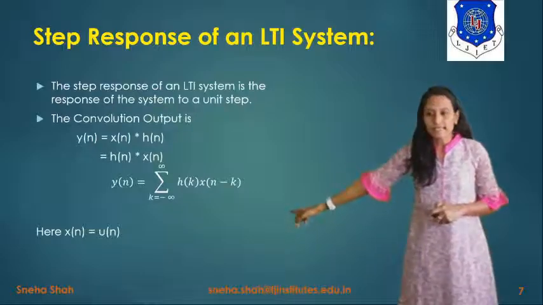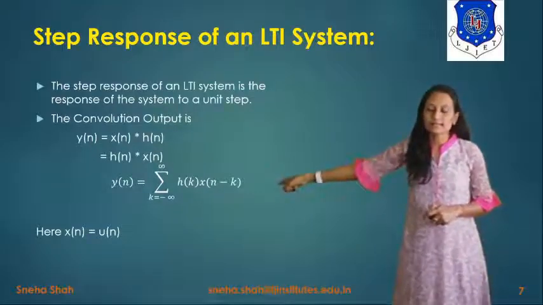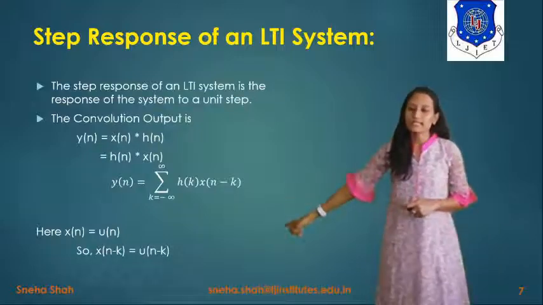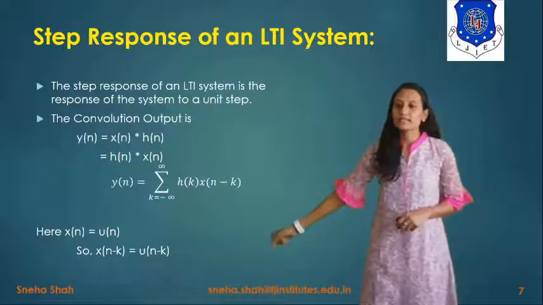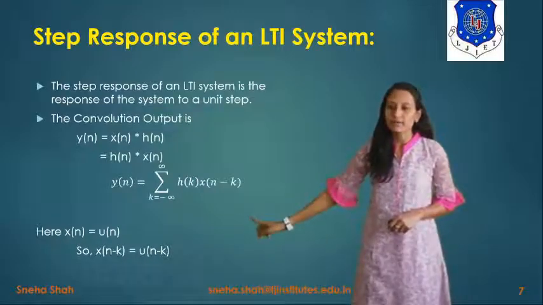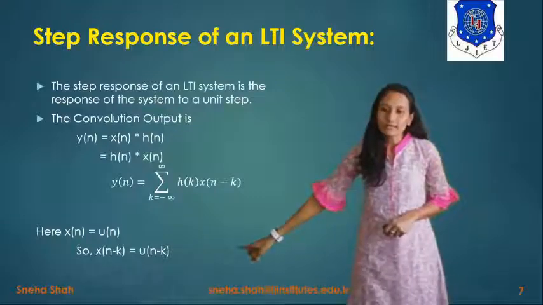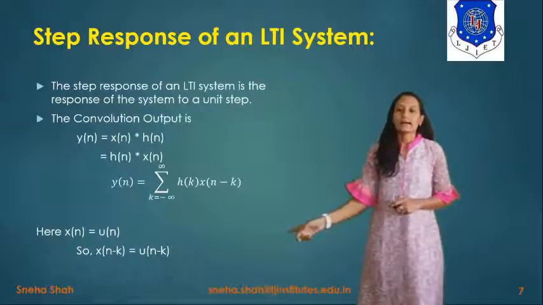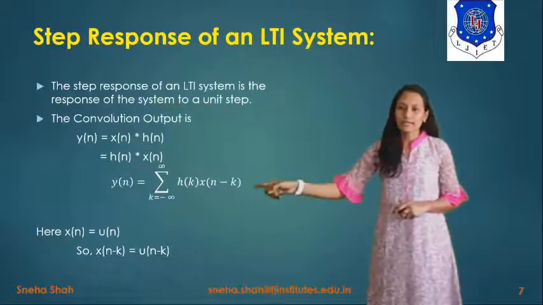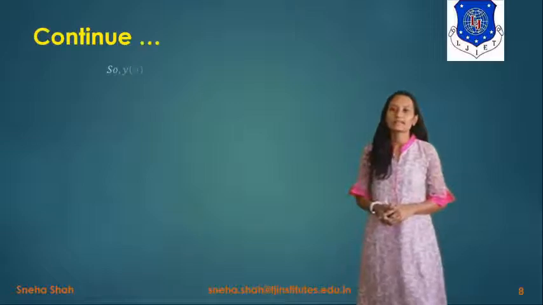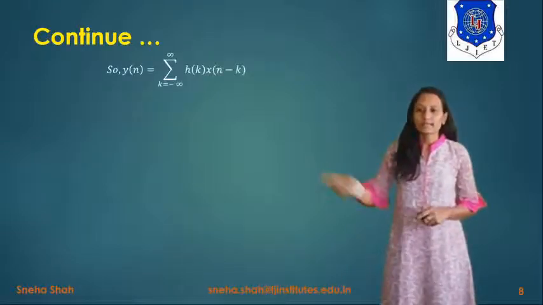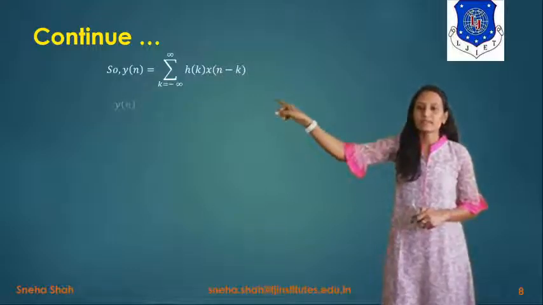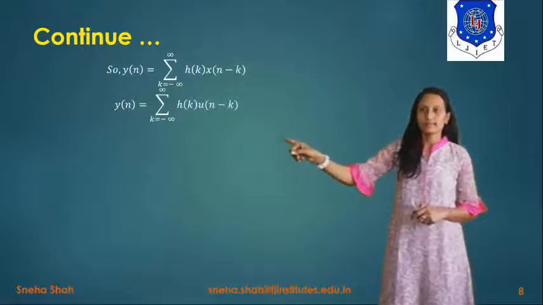So we are taking the input signal x of n as u of n. In this term we have to use x of n minus k, so we find the value of x of n minus k. In the above equation, instead of n, we have taken n minus k. So x of n minus k equals u of n minus k. Now the output y of n equals summation k equals minus infinity to infinity h of k x of n minus k. Instead of x, we will take u of n minus k.